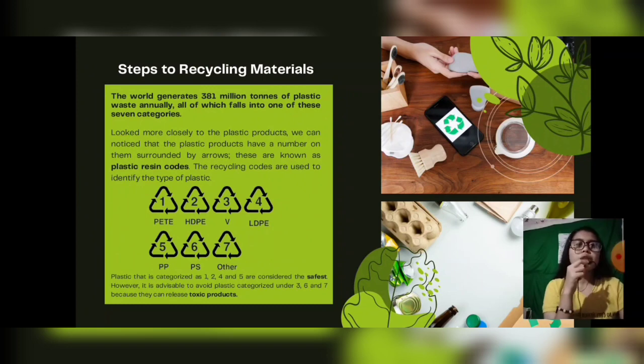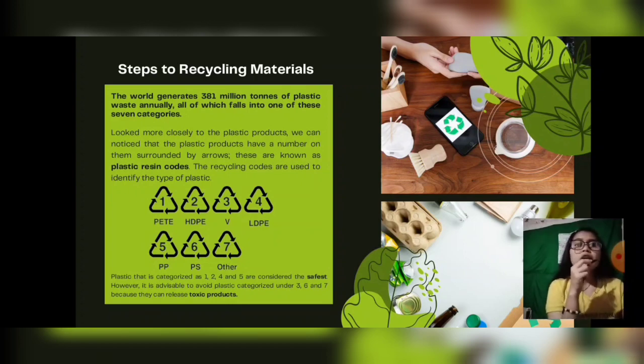The world generates 381 million tons of plastic waste annually, all of which falls into one of these 7 categories. So imagine, ing ana kadaghanon ang plastic waste every year nato ang ginagamit, which means kita pod sige ra tao gamit aning mga plastic. So look more closely at the plastic products. We can notice that the plastic products have a number surrounded by arrows. These are known as plastic resin codes. So the recycling codes are used to identify the type of plastic.